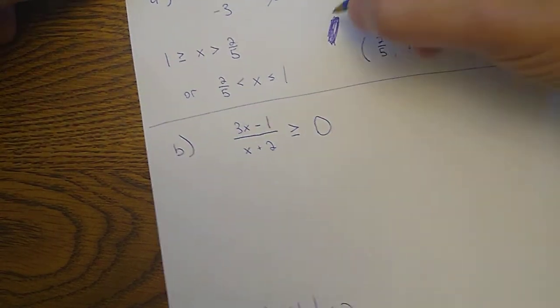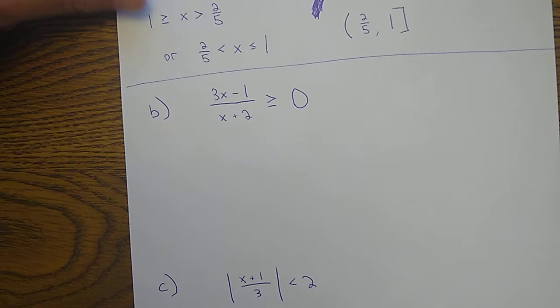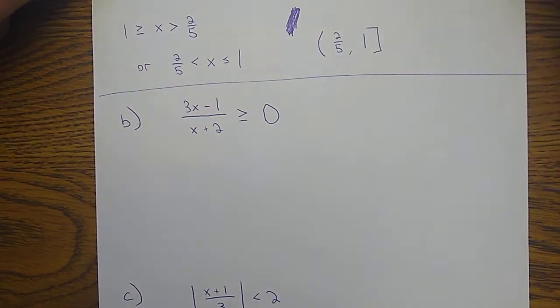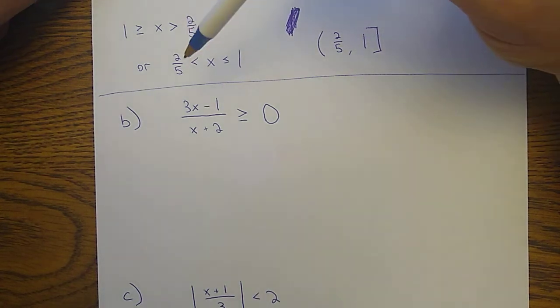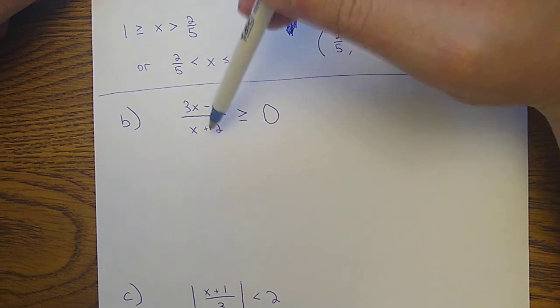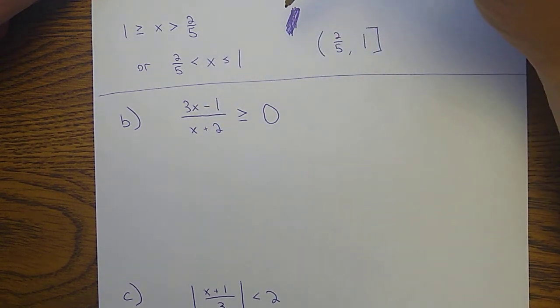Okay, what next? We have this one. So let me tell you what's tempting to do, but this is dangerous. It's tempting to just multiply both sides by x plus 2. And why is that dangerous?